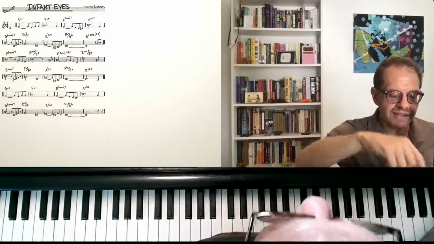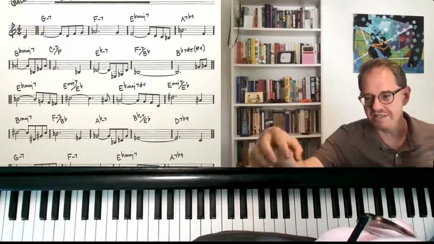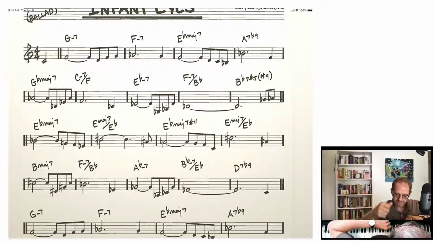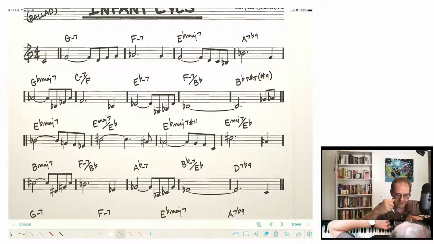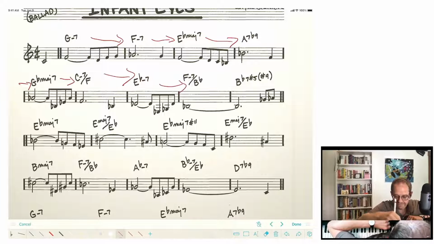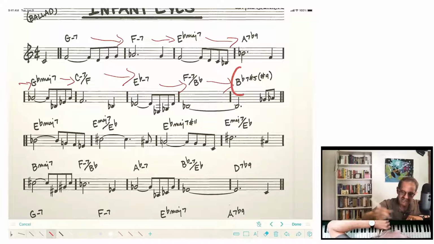Let's look at Infant Eyes. I love this tune. I think this is such a beautiful tune. And as we look at it, we're going to get through the first 8 bars and see no 5-to-1 progressions, right? G minor goes to F minor, goes to E flat, goes to A, goes to G flat, goes to C minor, goes to E flat minor, goes to F minor, and then finally connecting the first section to the next section. This is where we have a tonal moment, B flat 7 to E flat.